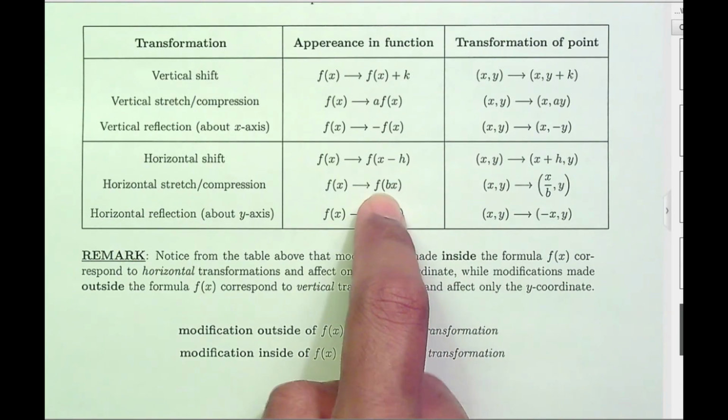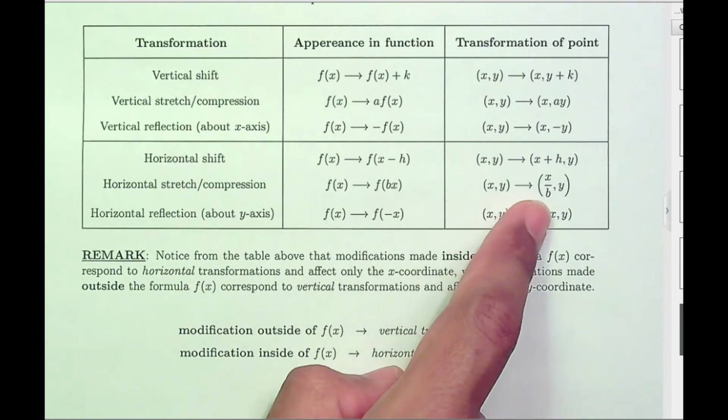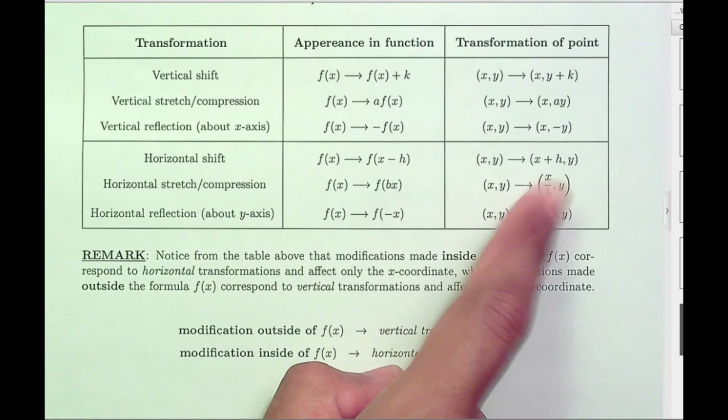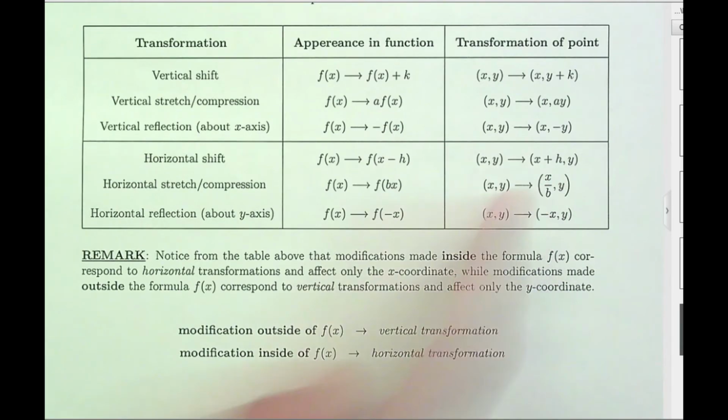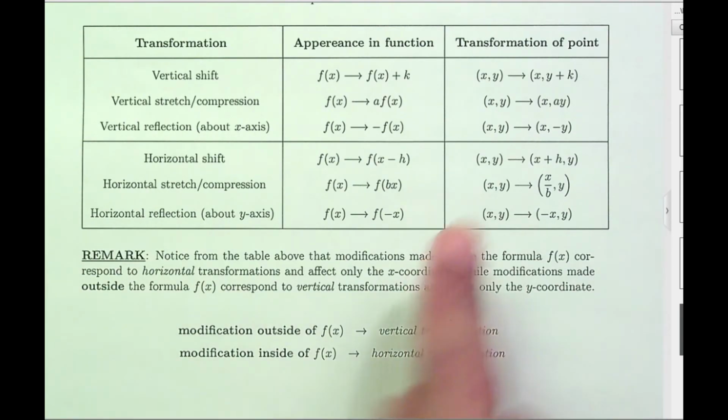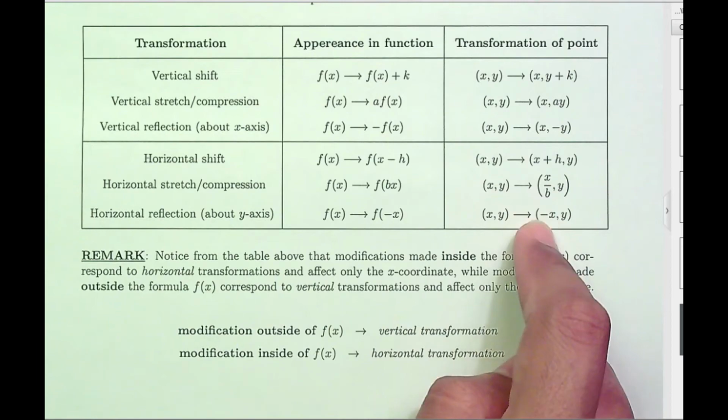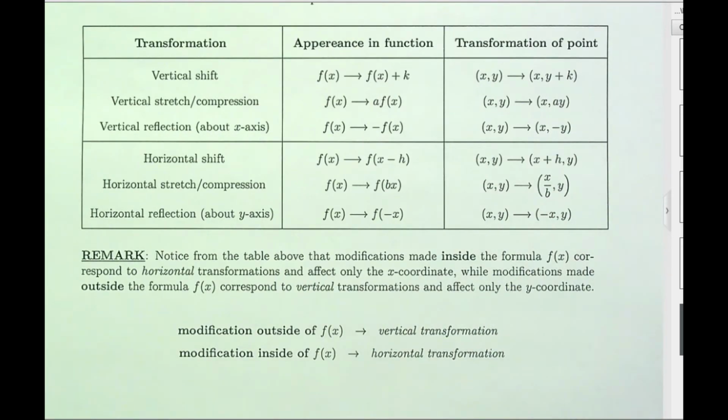Okay. If you're multiplying by a number inside, then in terms of the coordinates, that means you're actually dividing the coordinate. This is a horizontal transformation, so it means you're dividing the x-coordinate. For horizontal transformations, only the x-coordinate gets affected. The y stays the same.